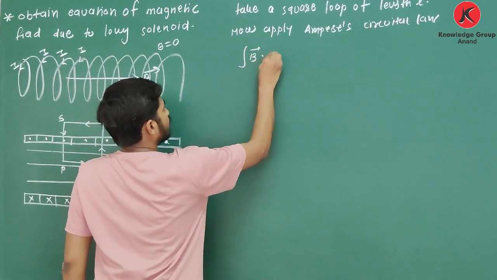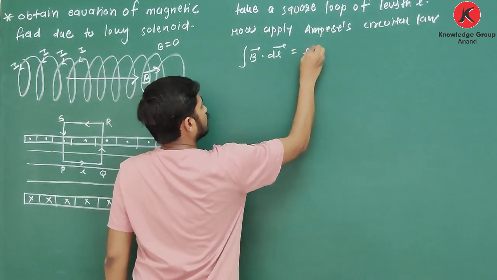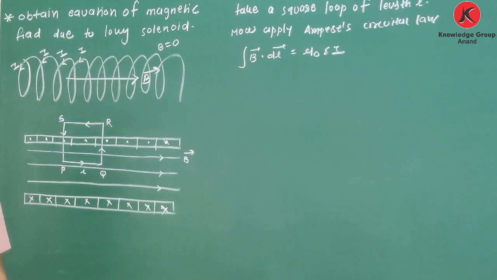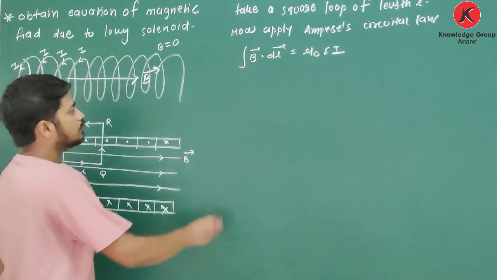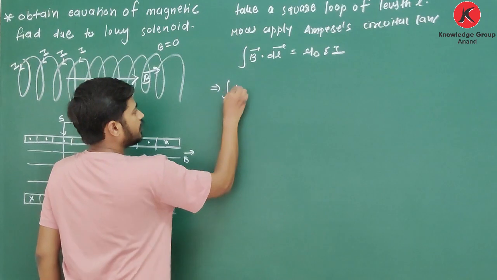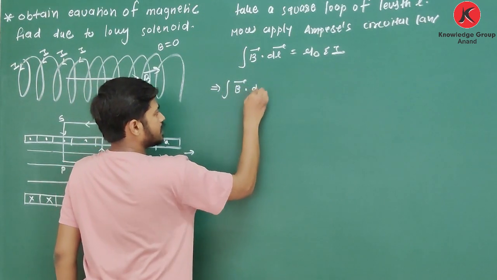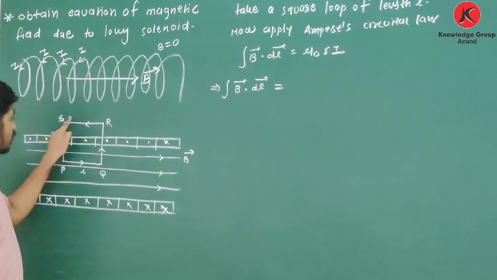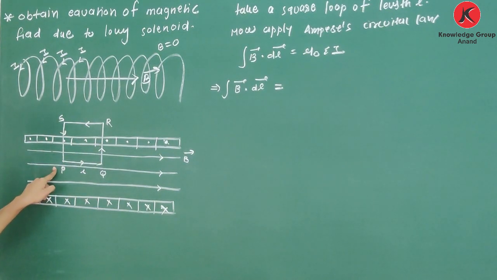Integration B dot dl is equal to mu 0 sigma I. Clear about this? Now how to find it? First of all we will find integration B dot dl. It is a loop, so for this loop you have to find what is integration B dot dl.